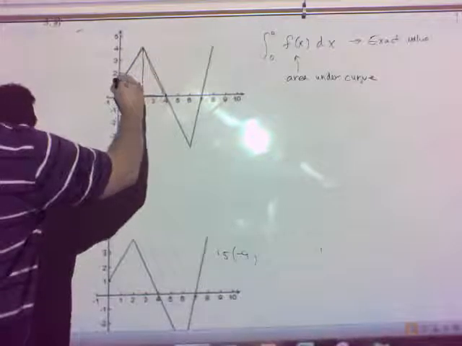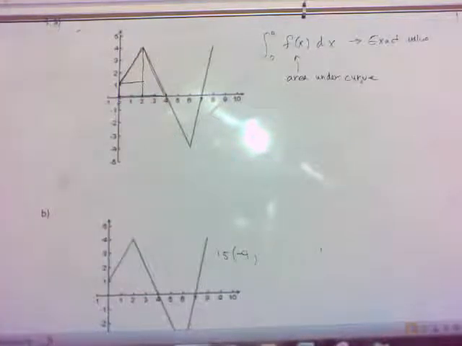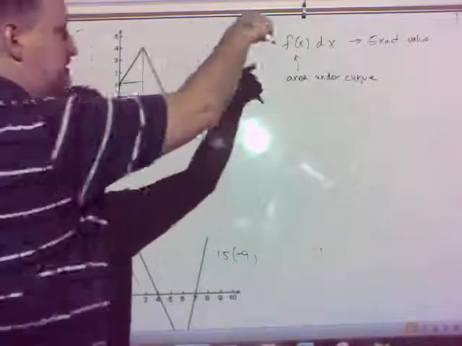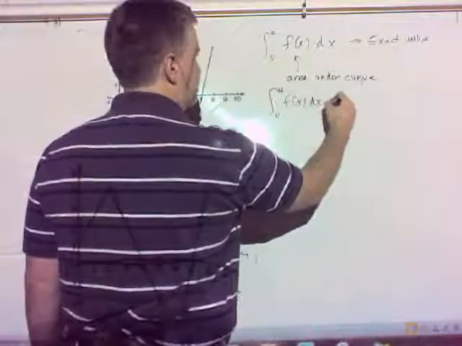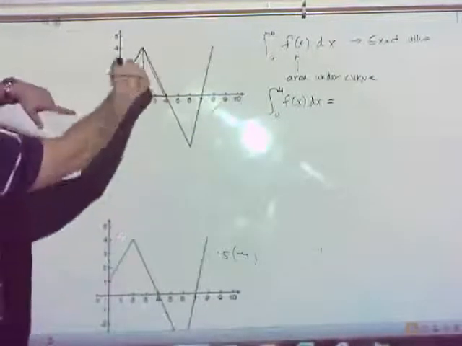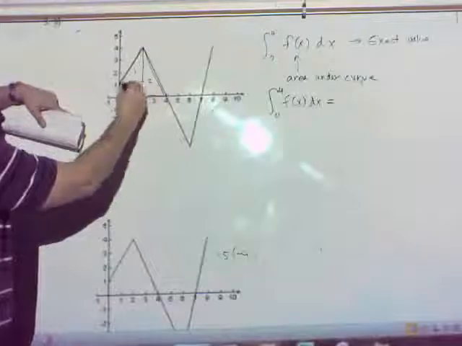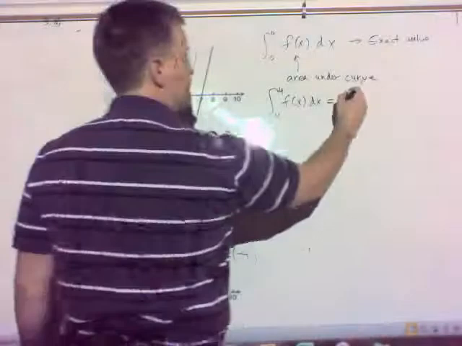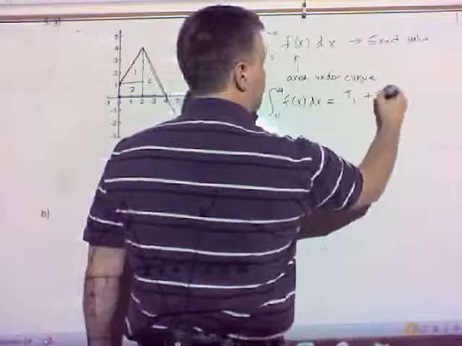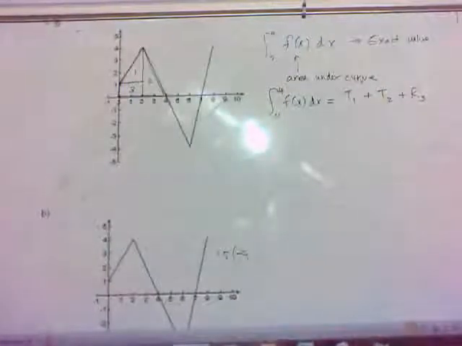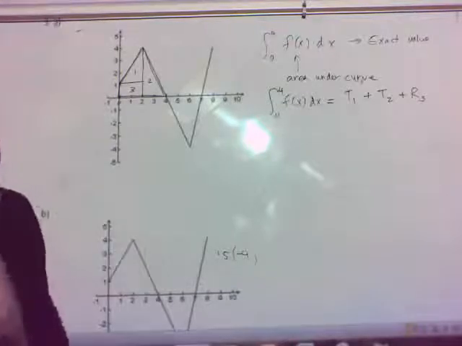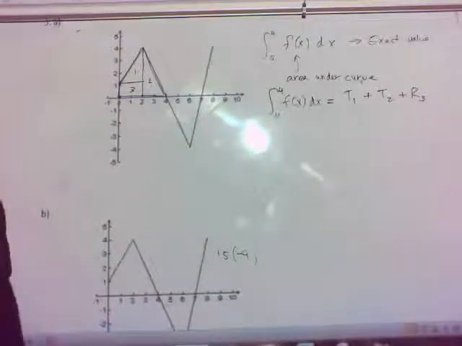Probably the easiest way. Two triangles and a rectangle. How about that? So this exact value is whatever the area of that triangle is, plus the area of that other triangle, plus the area of that rectangle. Okay? Triangle 1 plus triangle 2, that's what we're saying. Just take the area of the triangle plus the area of the other triangle plus the area of the rectangle. That way we compute the exact area under the curve.